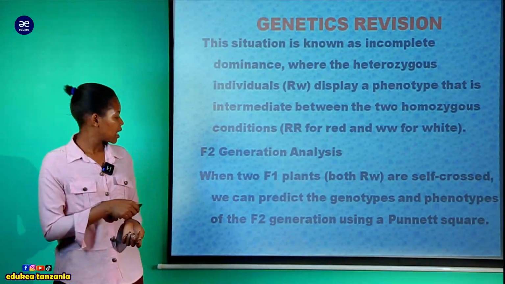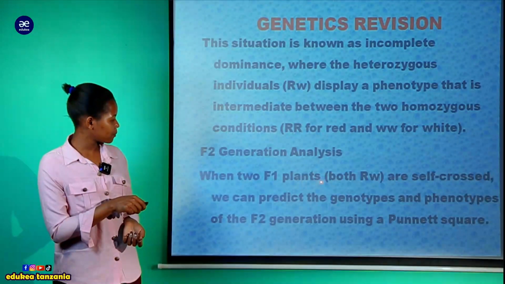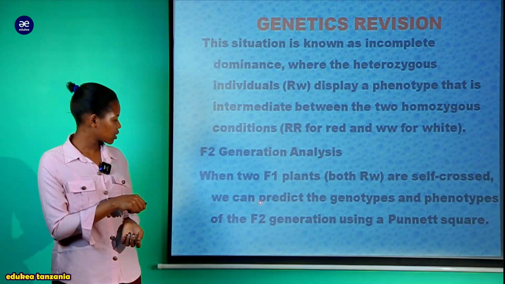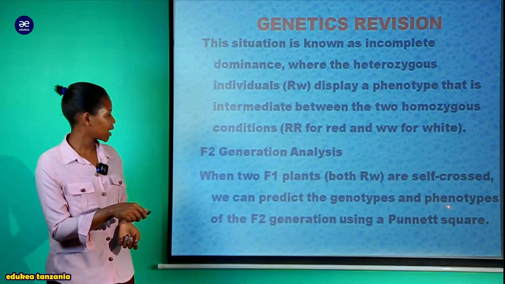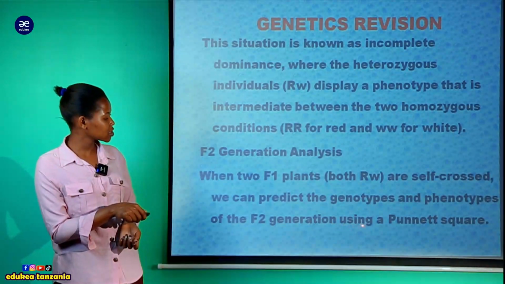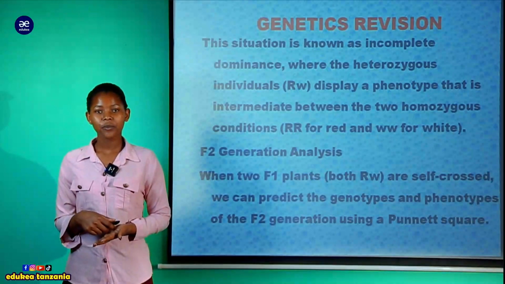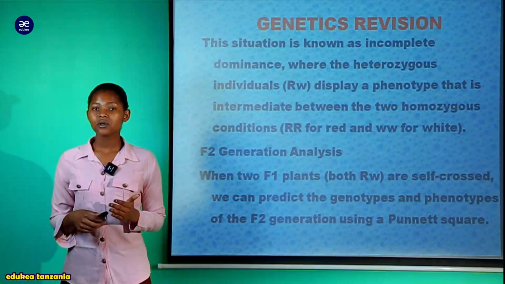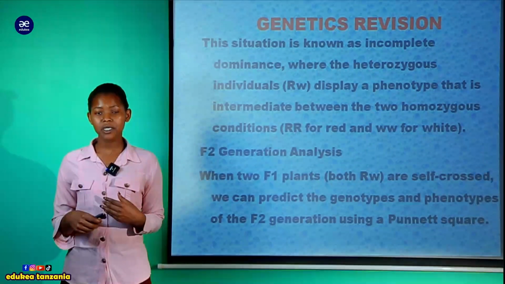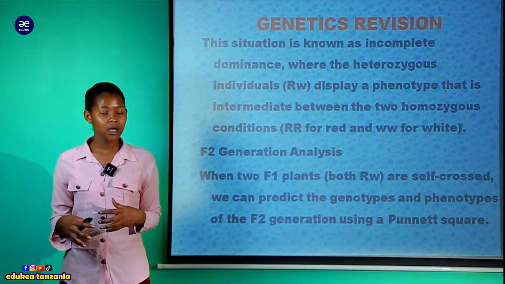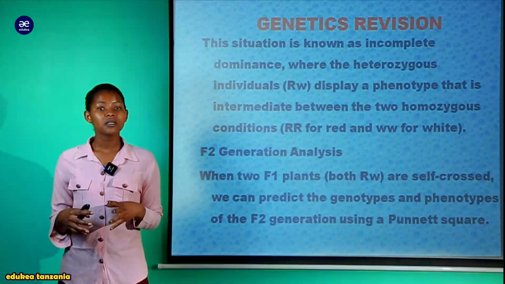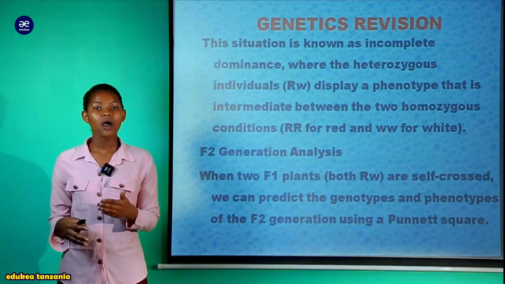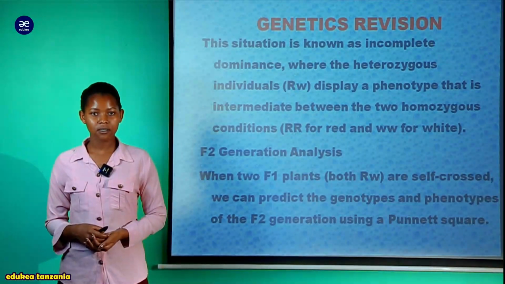observations in the question. As you can see here, when two F1 plantlets, both pinkish in color, are self-crossed, we can predict the genotypes and phenotypes of the F2 generation using a Punnett square. Kwa tukichukua offsprings walokuwa resulted from F1 generation, tukawafanyia crossing, the resulting offsprings atakao kuja kuwapata, tutaweza kuwa determine vizuri kwa urahisi zaidi, either kwa kutumia Punnett square au kwa kutumia the Mendelian crossing.